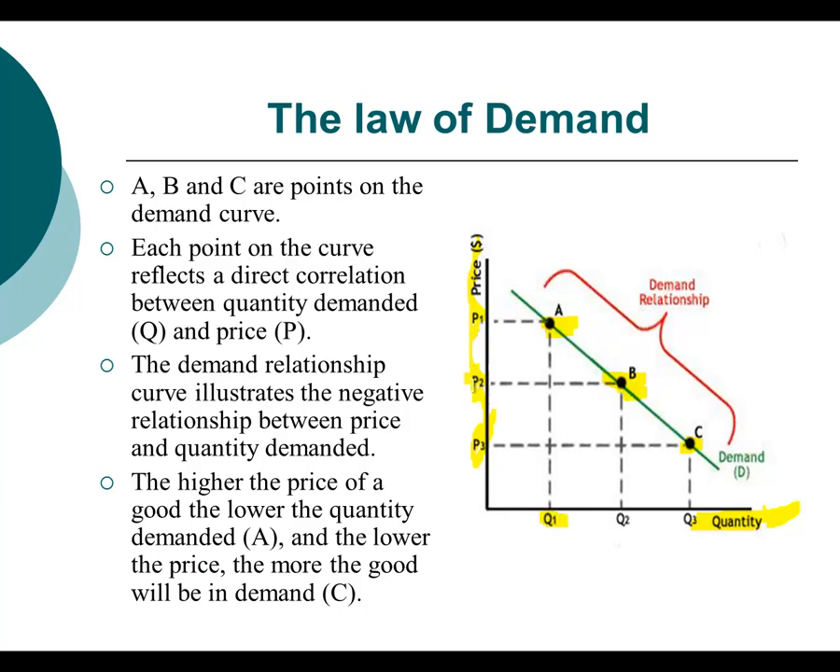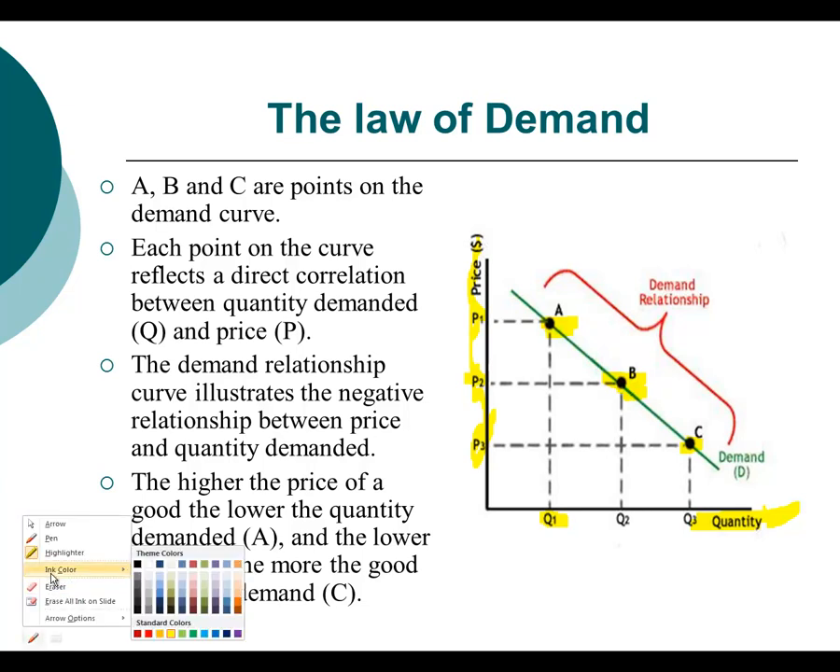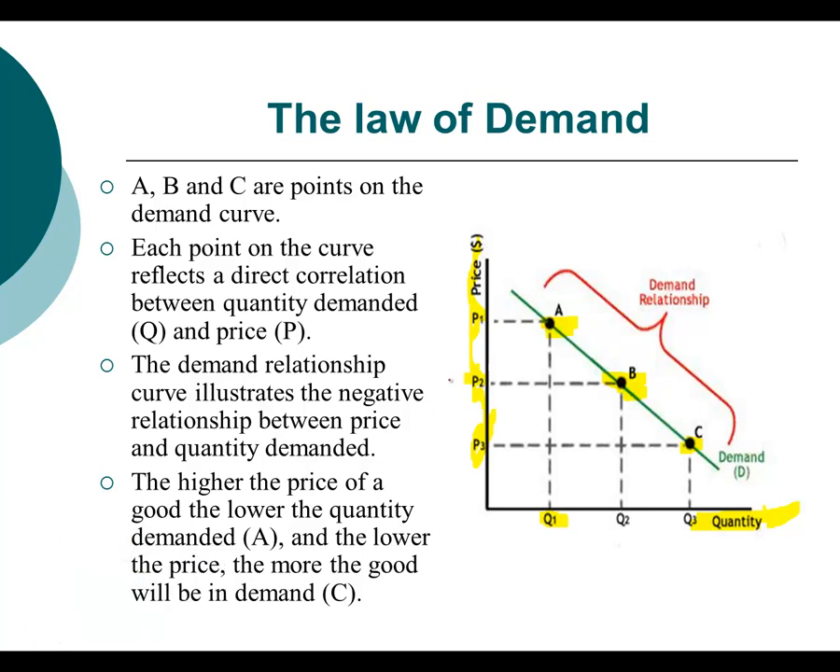And when price goes down, let me choose some highlighter pen of another type. When price was P1, quantity demanded was Q1. So when price is high, quantity demanded is very low. When price goes down somewhat, quantity demanded increases linearly. And when price goes much lower, quantity demanded goes up.